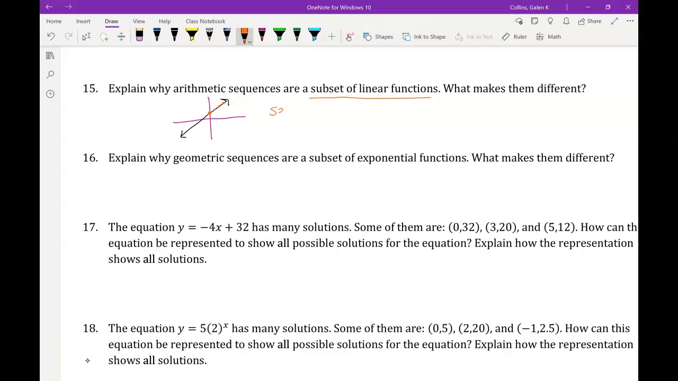So I would say that sequences have a restricted domain, and that's usually either just all whole numbers or all natural, or sometimes we call them counting numbers. So numbers you count with, 1, 2, 3, 4, and so on.